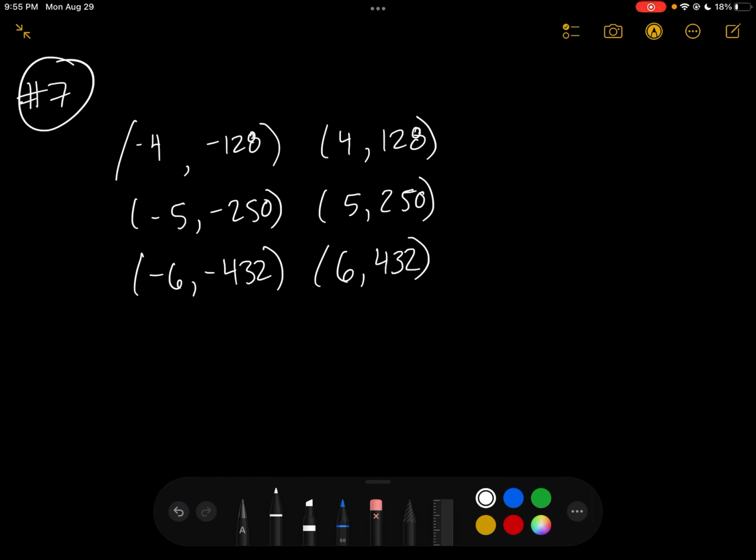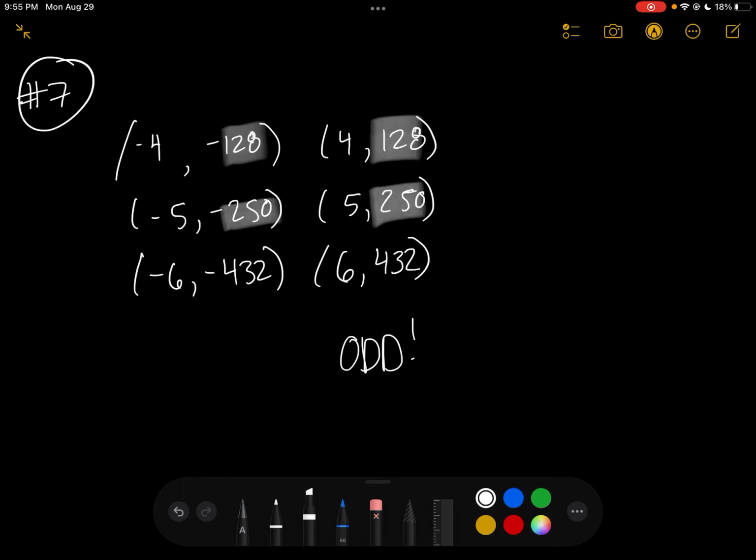So hey, what do you know? Same numbers, different signs. So it looks like 3 in a row, we are looking at some odd functions. So again, 128 and 128 are the same, but they have a different sign. Same here with 250, same number, different sign. 432, same number, different sign. And remember, when we're doing this, we are specifically looking at our y values. So we're trying to see, are the y values the same number with different signs? They are, and because of that, that is the exact definition of an odd function.